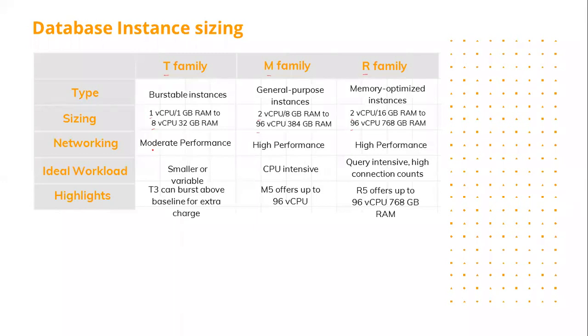Coming to networking performance, it is moderate here, and high in the M and R families. The ideal workload is smaller or variable; if you want more CPU power, the R family for query intensive, high connection counts. And what are the highlights? T3 can burst above the baseline for an extra charge. M5 offers up to 96 vCPU, and R5 offers up to 96 vCPU with some amount of RAM.